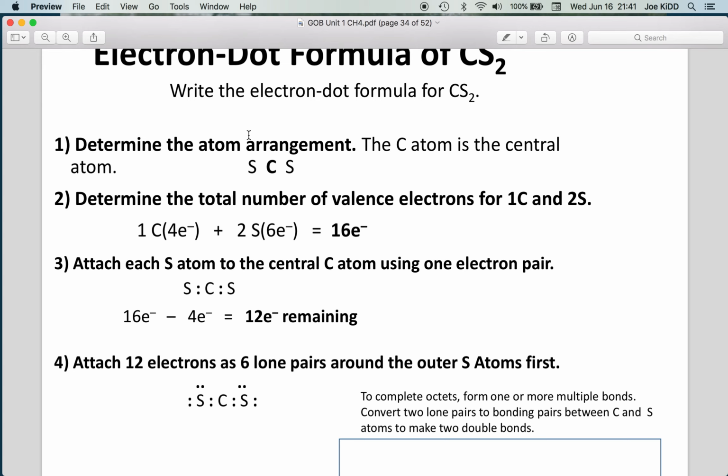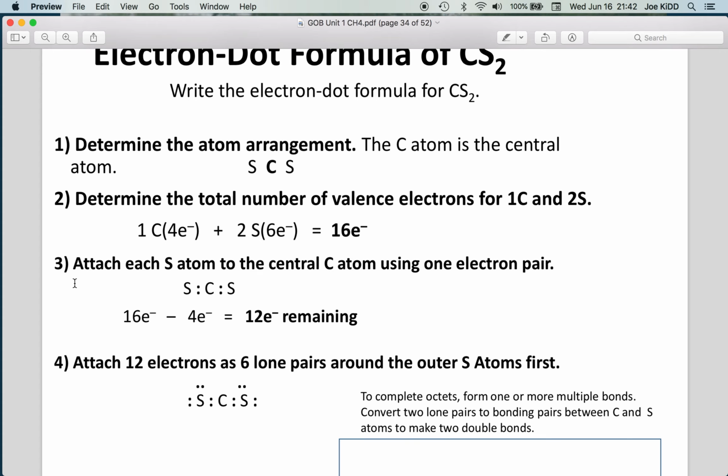So once we have what we think is a solid arrangement of what it should look like, we need to go through and determine the total number of valence shell electrons for the whole thing. In this case, we have one carbon, which has 4 valence shell electrons, and we have 2 sulfurs. Each sulfur is going to have 6 valence shell electrons, and we have 2 of them, so that's a total of 12. 4 plus 12 gives us 16. So now we have to start using up those 16 valence shell electrons.